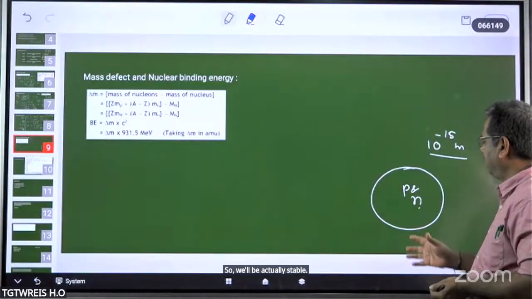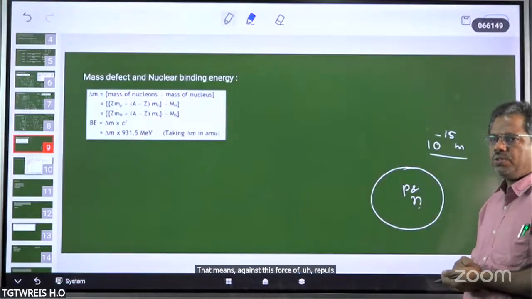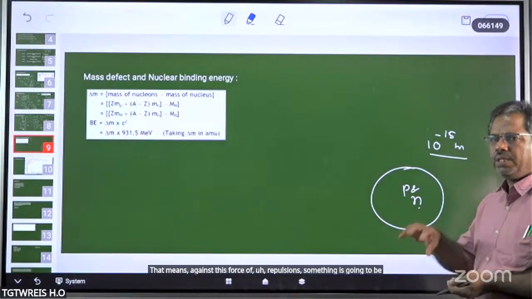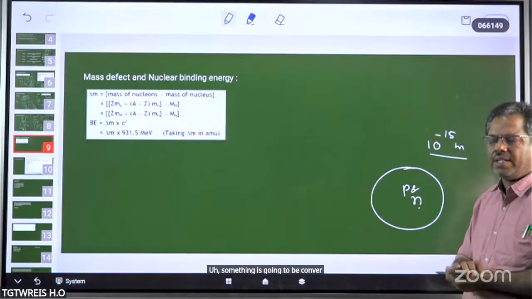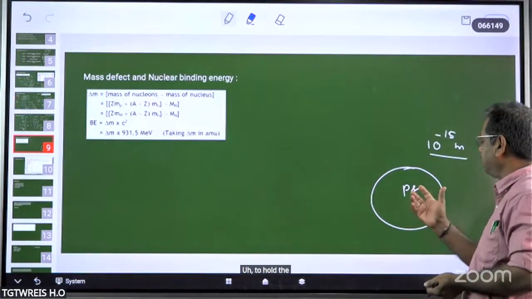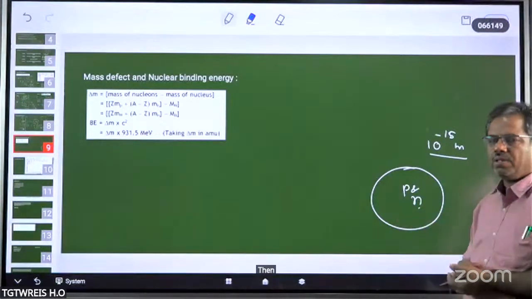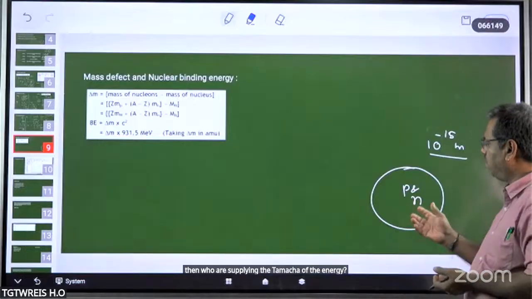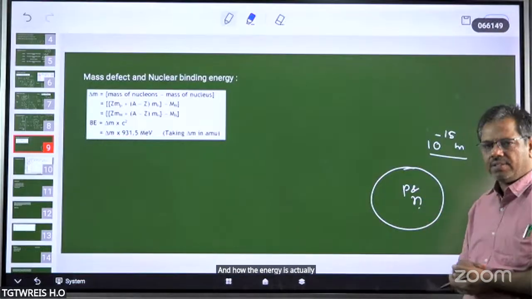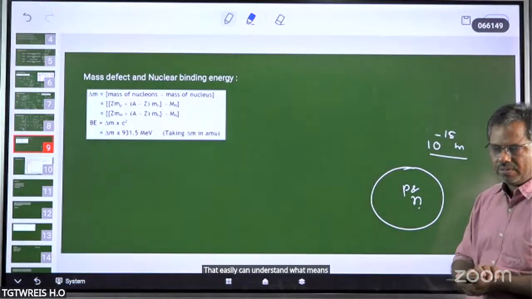That means against these forces of repulsion, something is going to be converted into energy to hold all the protons and also neutrons together. Then who is supplying that much energy, and how is the energy actually gained by the nucleus itself? That we can easily understand through mass defect.